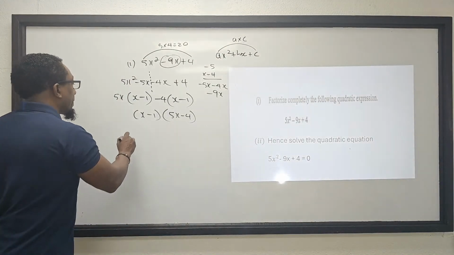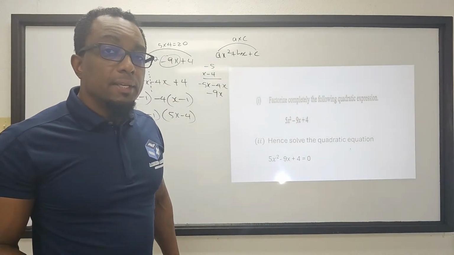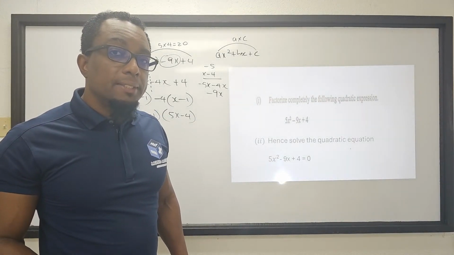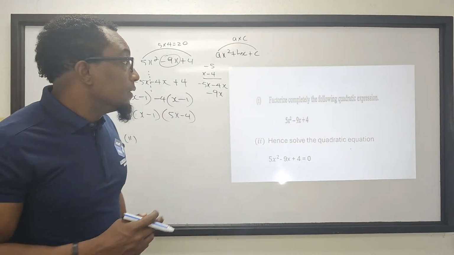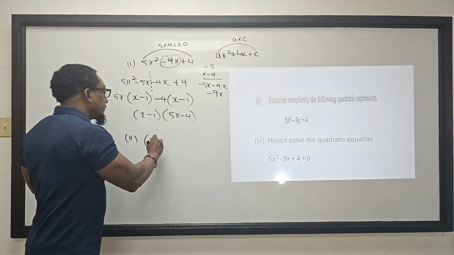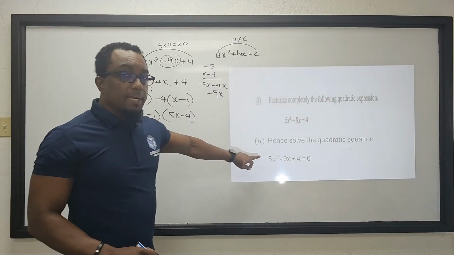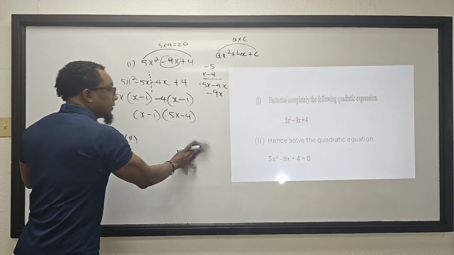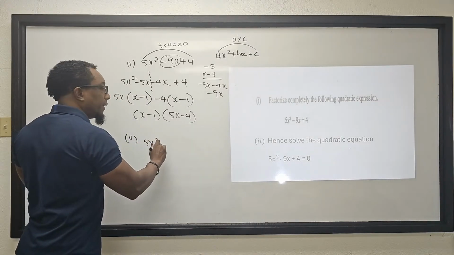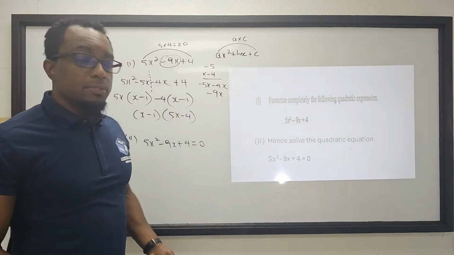That's part 1. Part 2, they want us to hence solve the quadratic equation. Now remember, when you solve a quadratic equation, you're solving for 2 values of the unknown quantity. So I'm taking the factors. So I'm solving this quadratic equation. Let me state the quadratic equation first. So I have 5x squared minus 9x plus 4 is equal to 0.